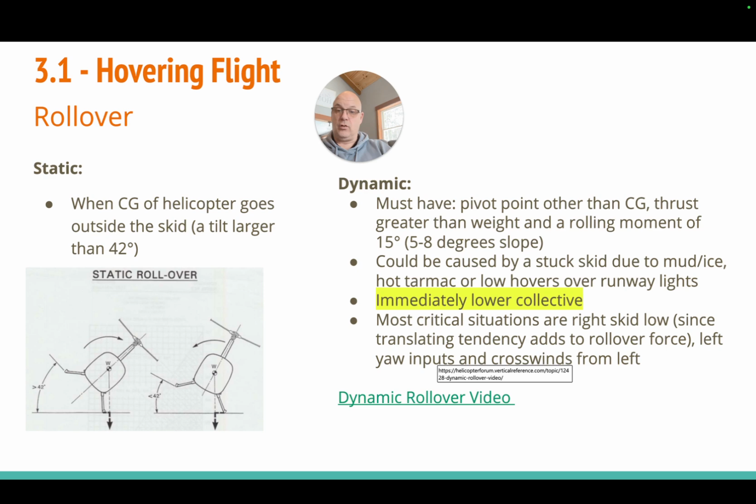So if a skid is stuck, or we are rolling it and the center of gravity goes outside of the skid itself, we can have an accidental rollover. Now, there are many ways to help you with that, but again, be mindful of that. It's the lesser of the two that could happen, and smooth movements will prevent it. The dynamic rollover is where we have a pivot point other than the center of gravity, the thrust is greater than the weight, and a rolling movement of 15 degrees on a 5 to 8 degree slope is rolling us over.